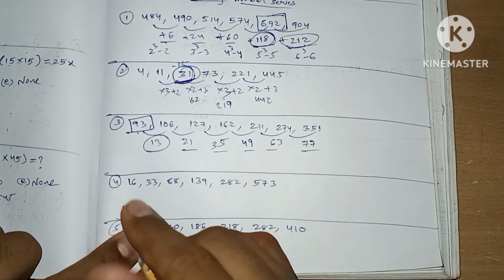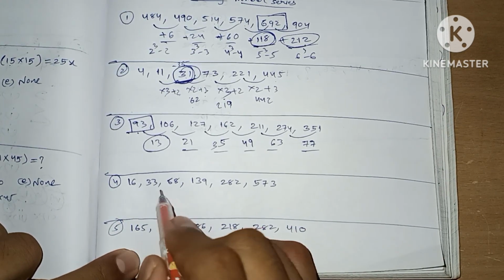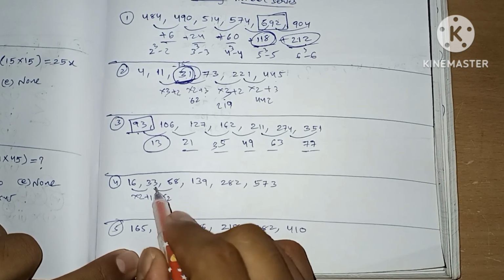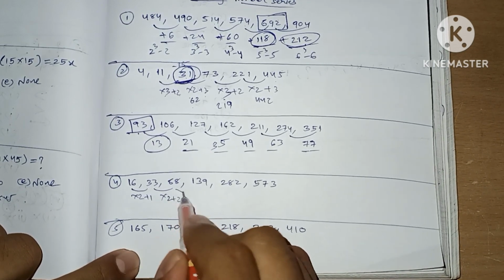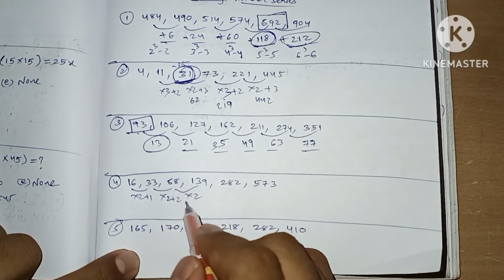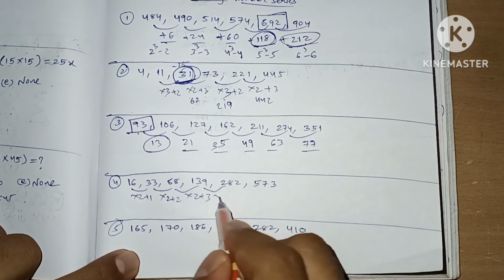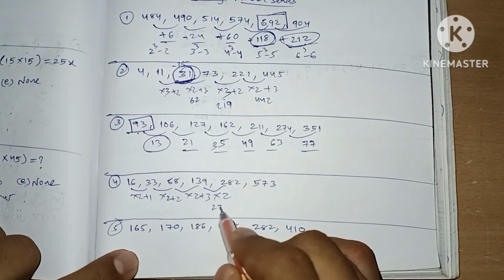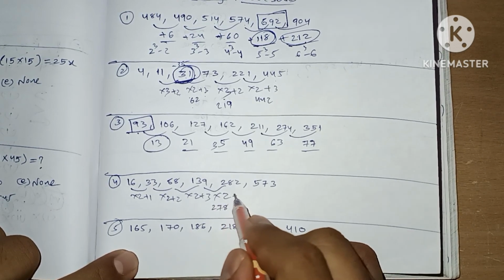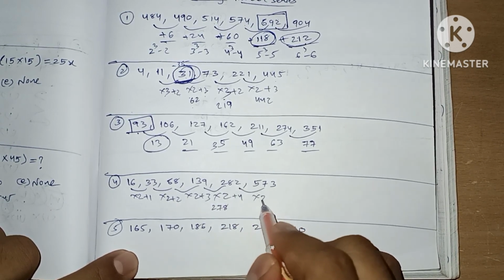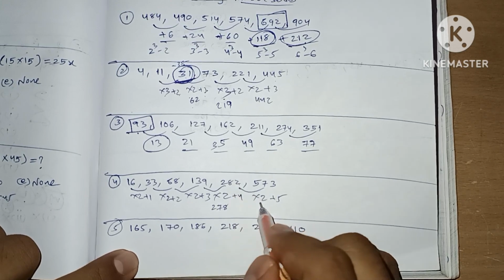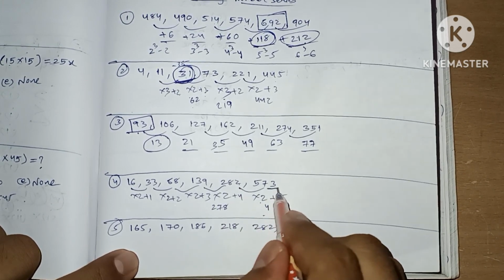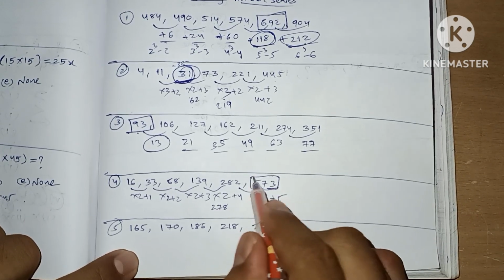Next, here we have into 2 plus 1. It is into 2 times 66 plus 2, into 2 times 136 plus 3, into 2 times, which will be 278 plus 4. So it must be into 2 plus 5. 2 times will be 4 at the unit digit. 4 plus 5 will be 9 at the unit digit, but here we have 3, so this is a wrong number.